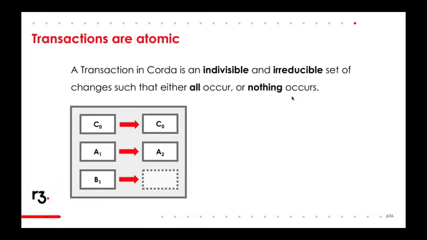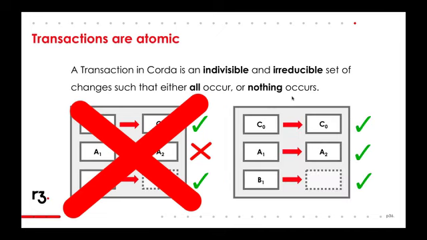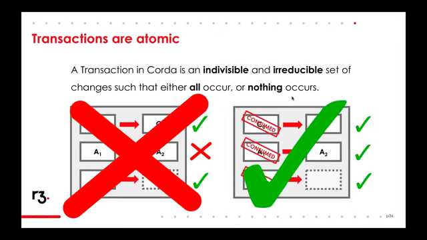So as I mentioned at the very beginning of this webinar, transactions are atomic. That means a transaction is an indivisible and irreducible set of changes. And what that means is that for the various state changes that you include in your transaction, all of them must occur, or all of them must be successful, or the transaction is not deemed to have happened. So here, if the state transition for C is correct, but A is not correct or valid for some reason, and B is valid, then we deem this whole transaction to be invalid. However, if they're all correct, then we deem the transaction to be valid.